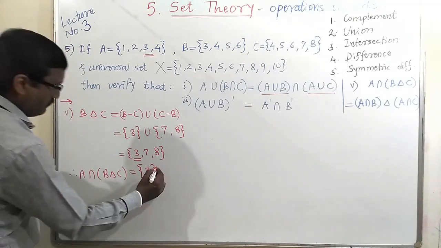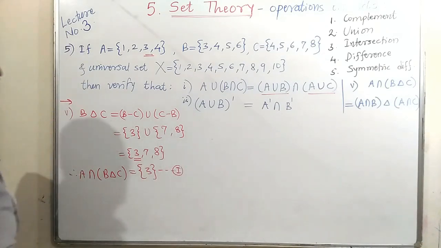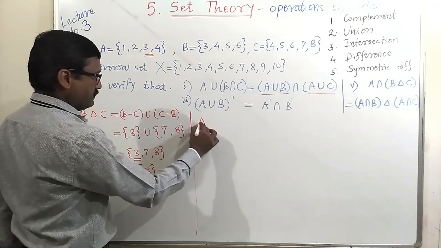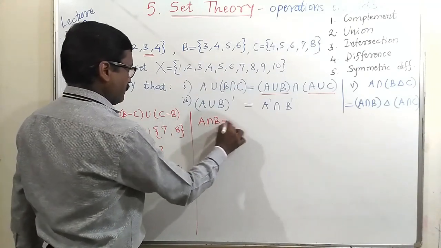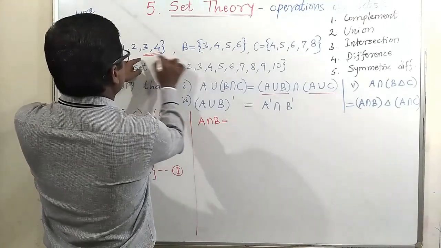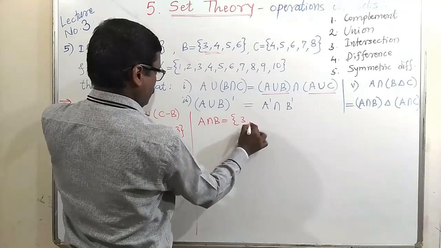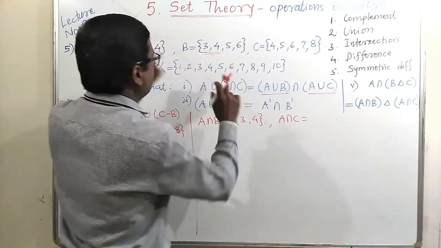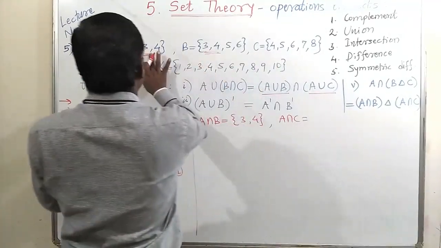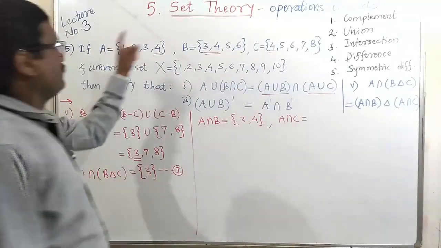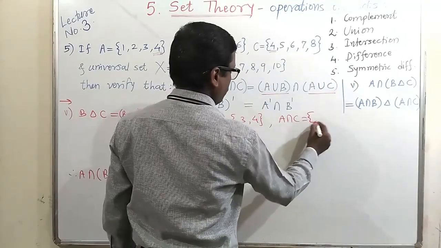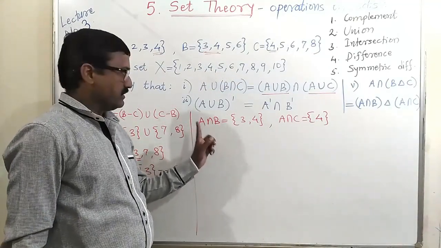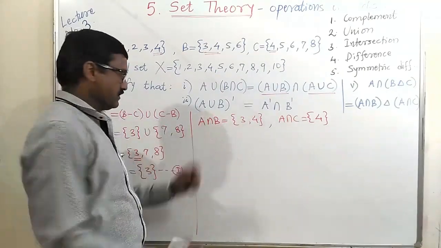Okay, this is our left hand side. Now for right hand side we require A intersection B. A intersection B is common elements which are 3, 4. Then we require A intersection C means common elements from A and C. Those are 4 only. 4 is common between A and C. Now symmetric difference means this minus this and this minus this.